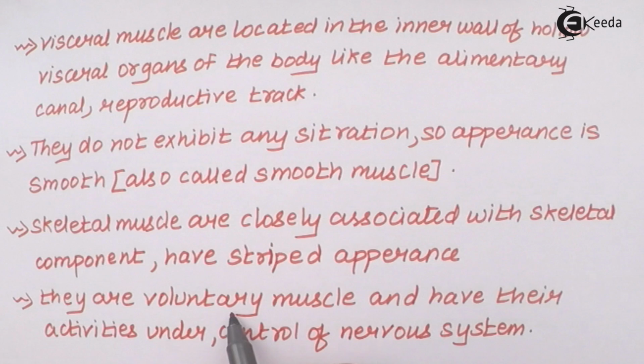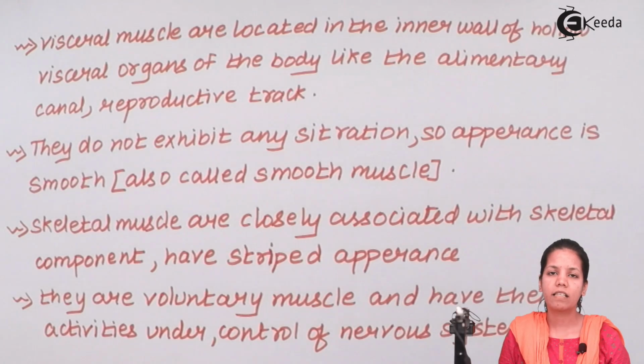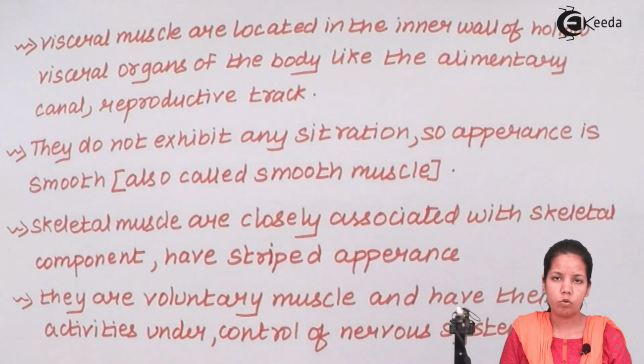Now, we know that skeletal muscles are always under our control. They are voluntary. Whenever we want, we can control them, or we can make them work. Being voluntary in nature, their activities are always under the control of your nervous system. Your nervous system basically directs or gives commands to your skeletal system whether to move or whether to stop.